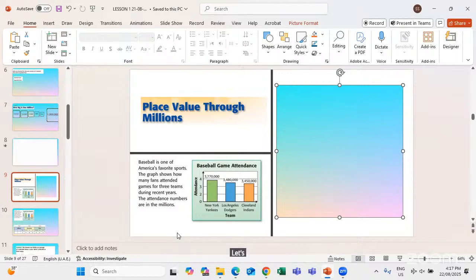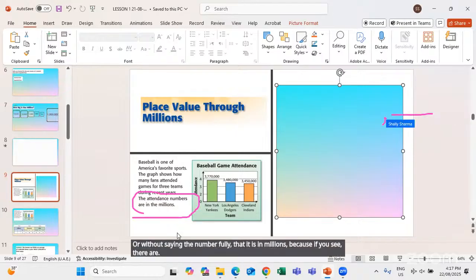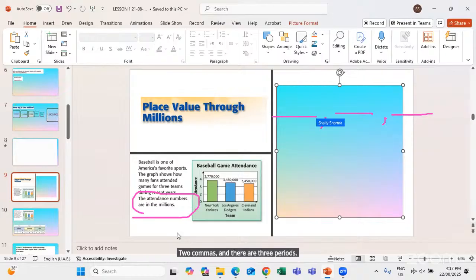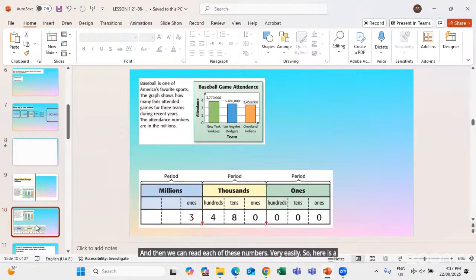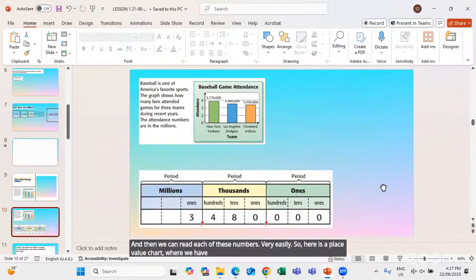Let's say if this last line is not given, how can I understand, without even reading it properly or saying the number fully, that it is in millions? Because if you see, there are two commas and there are three periods mentioned here, and every period has a non-zero digit. So this is the ones period, thousands period, and this is the millions period. And then we can read each of these numbers very easily. So here is a place value chart where we have the millions as well.